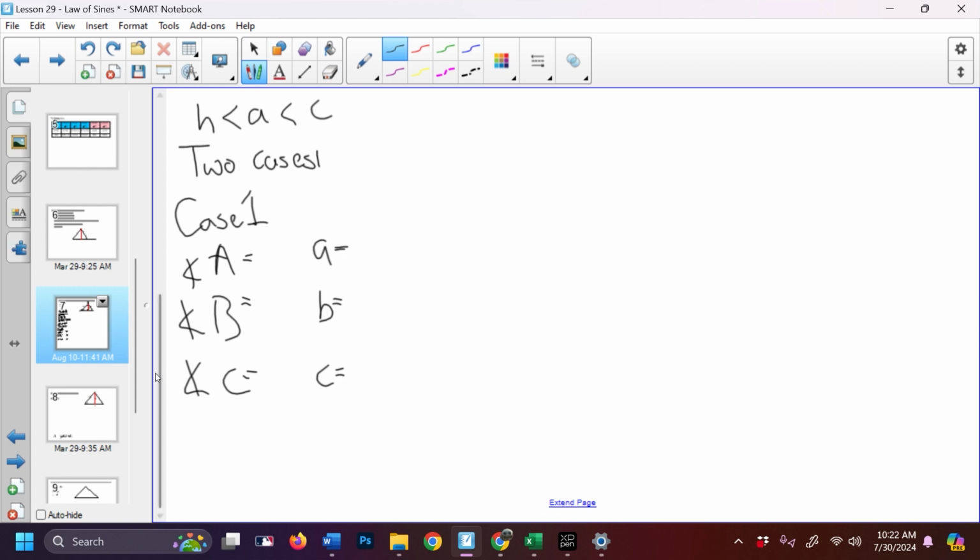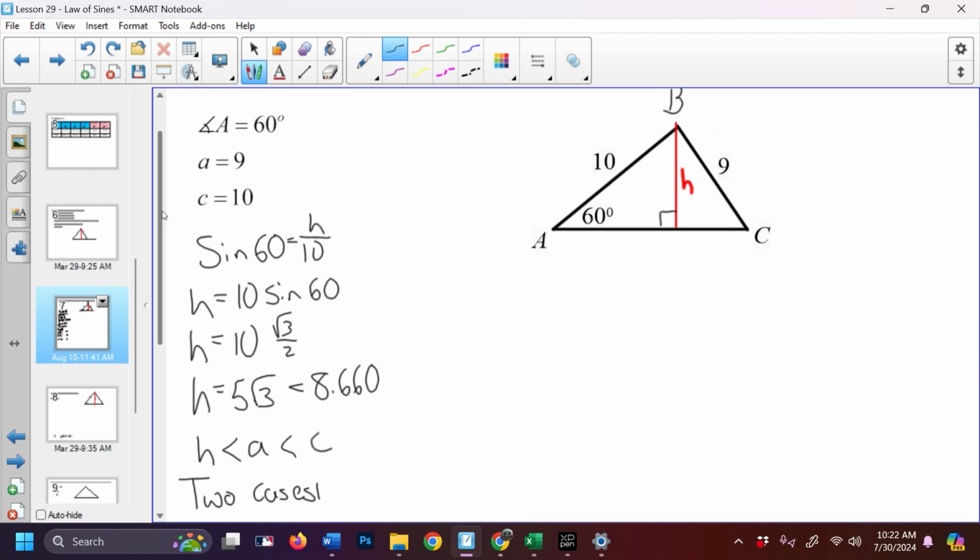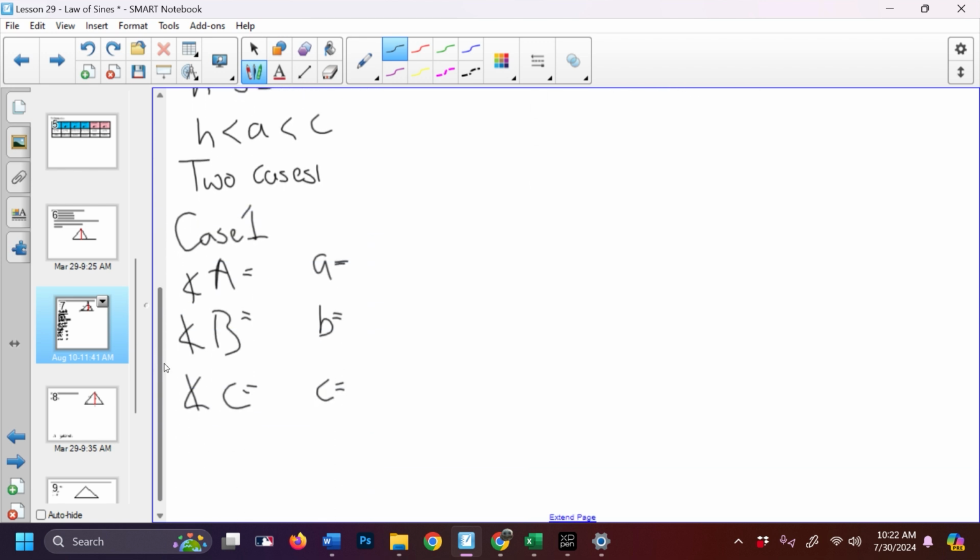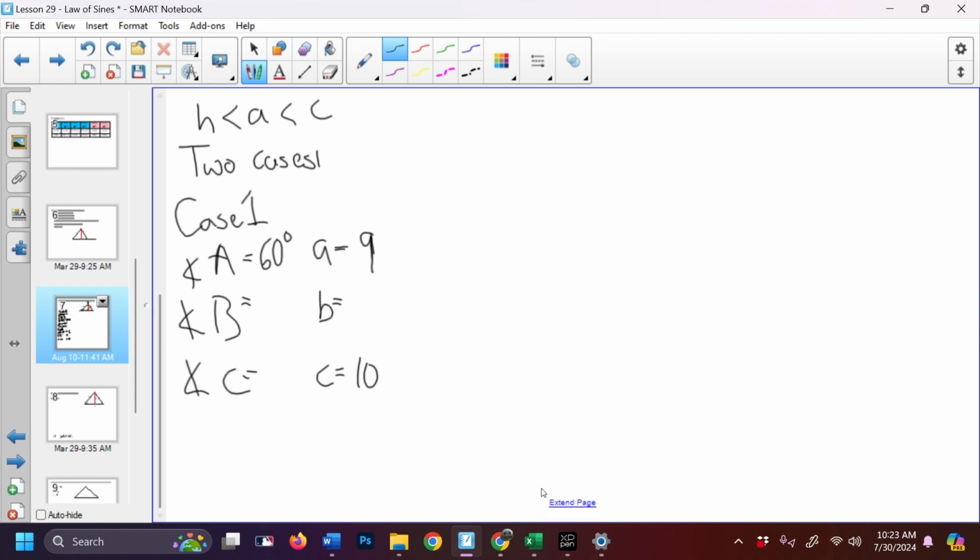And again, we know some of these values. We know that A is 60, little a is 9, and little c is 10. So we just got to find the remaining values. And we do notice that the 60-degree angle and the side opposite A is 9.